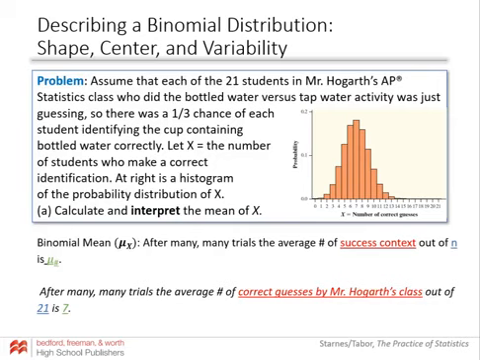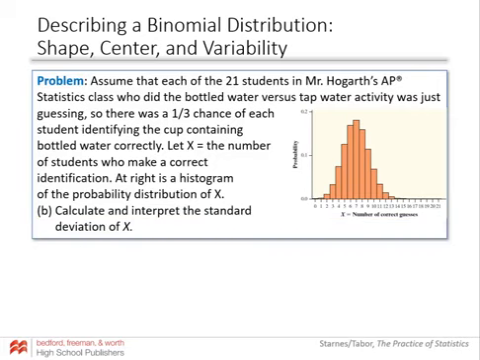Remember, we're always going to talk about many, because probability is only predictable over the long run. So after many trials, the average number of correct guesses by Mr. Hogarth's class out of 21 is 7.